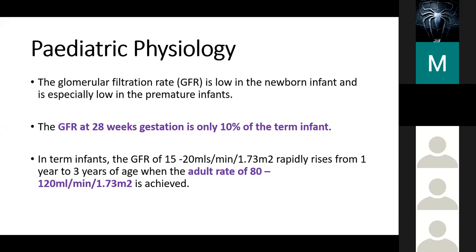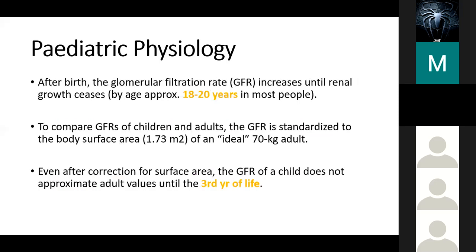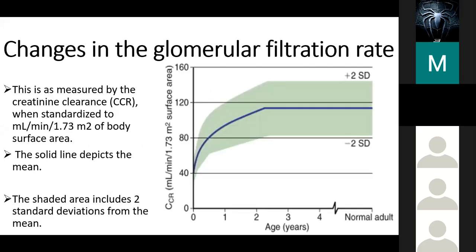So the glomerular filtration rate is very low in infants, but as they grow, it increases. And after birth, it increases till about 18 to 20 years, by which time the kidneys stop growing. So usually, the glomerular filtration rate of the child does not get to the adult value until the 3rd year of life. So this is just to demonstrate the change in glomerular filtration rate as the child grows. Like I said, from birth, it is very low, but it grows till about 3 years when it approximates that of the adults.